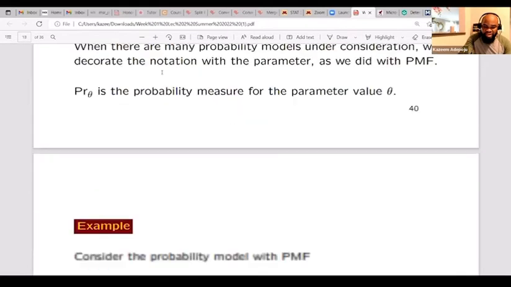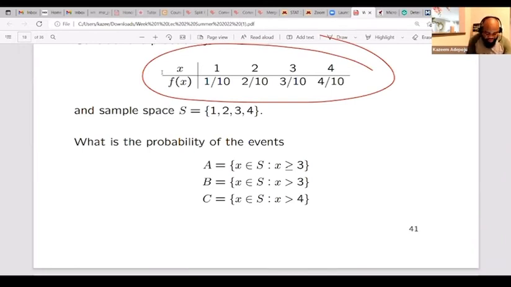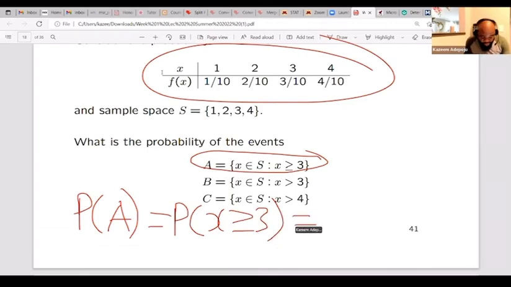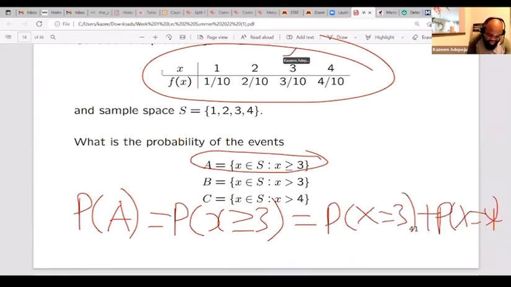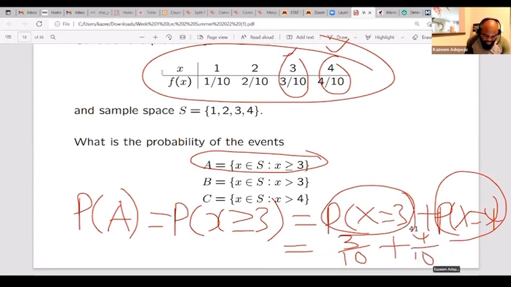Now take a look at the question. You are given this scenario, and they want to know the probability of that event: X greater or equal to 3. I want to find the probability of A, which means I want to find the probability of X greater or equal to 3. When I say X greater or equal to 3, I mean X equal to 3 plus X equal to 4. The last one is 4. Greater or equal to 3 means I start from 3 and end at 4. Now, what is the probability of this? X equal to 3 is right here, which is 3 over 10, plus the probability of X equal to 4, which is 4 over 10. When you add that up, that will be 7 over 10. Therefore, the probability of A is 7 over 10.